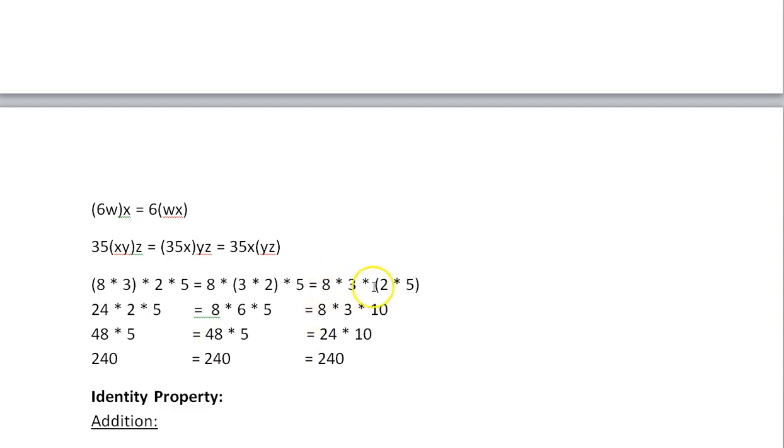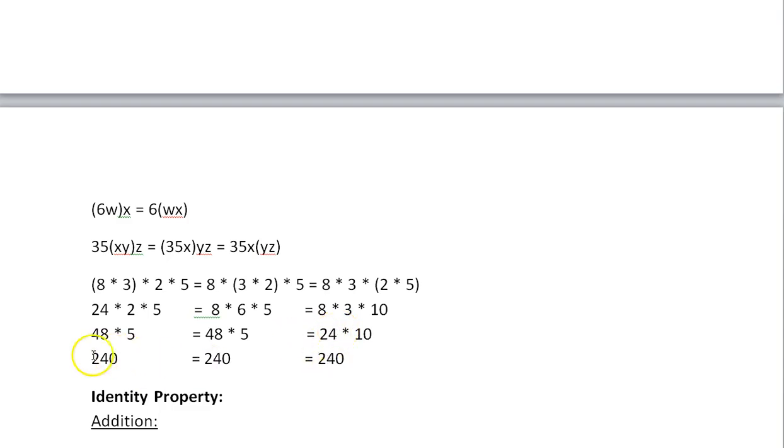This is the one that I personally prefer, because I'm like, okay, I can see that that 2 and that 5, I multiply that together, that's a 10. Multiplying by 10s are easy. So I'm going to go 8 times 3 times the quantity of 2 times 5. Well, that's going to get me 8 times 3 times 10. Well, 8 times 3 is 24. 24 times 10 is going to get me the 240.